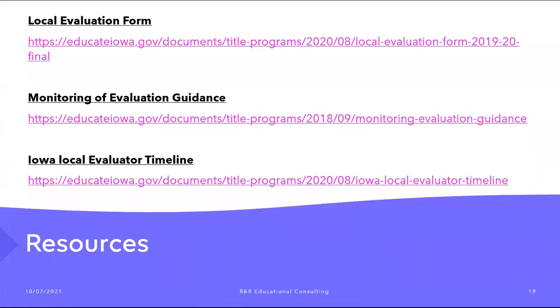We have this slide. It's also on the handout where the local evaluation form is. Although this is the 1920, is that going to be in the same spot, Vic? He'll probably fix that for us. And then there's a couple other documents, the monitoring and the evaluator timeline you can look at. Those are all under educateiowa.gov. If you just go to educateiowa.gov, you'll find all kinds of stuff.